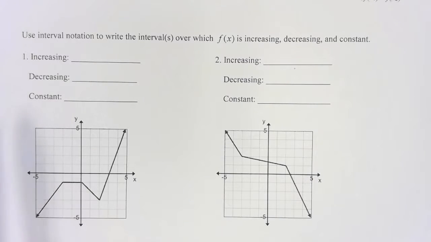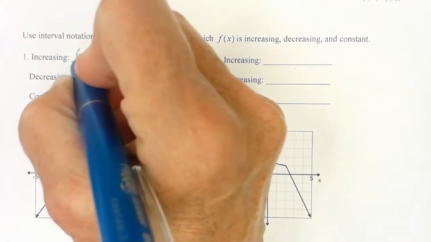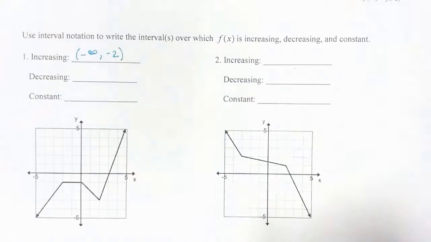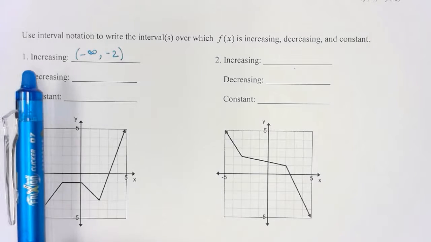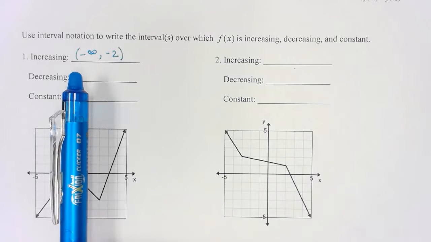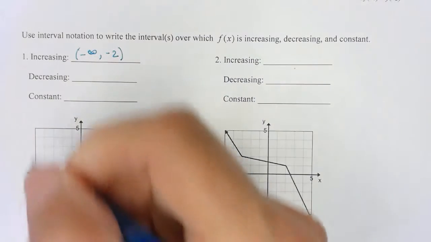So as I start scanning, my first curve is increasing from negative infinity to negative 2. So negative infinity to negative 2. You always use parentheses because a curve doesn't increase and decrease at the same time. The next part, from negative 2 to 0, I'm referring to the x's, my y values are constant.